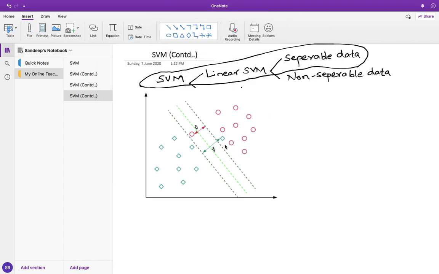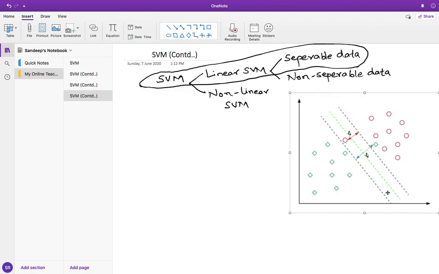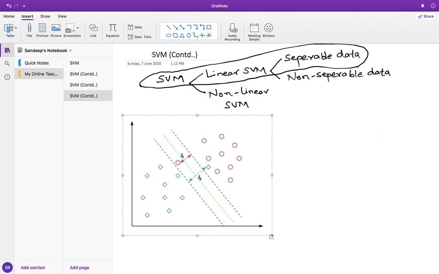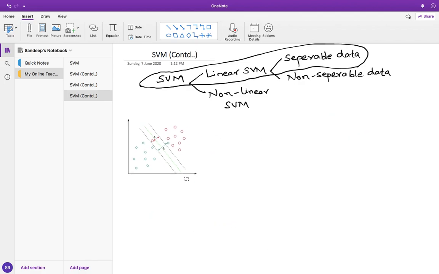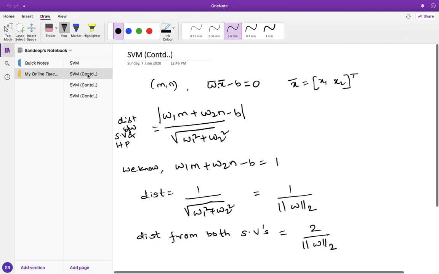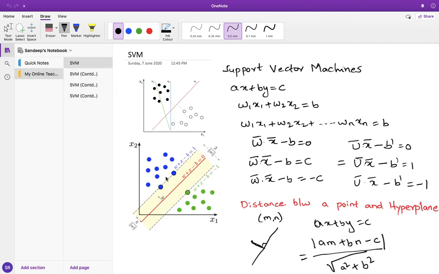As you can see in this particular image, in the previous example, data was neatly separable. For example, you take the first point here, all the data points are here and all the data points are here, so in between there is no data point. So we aim to find this line equation.